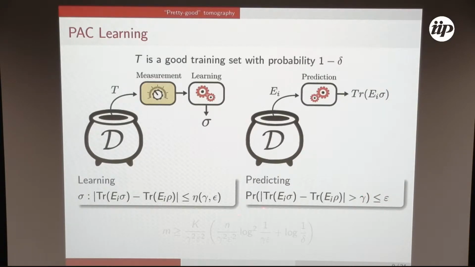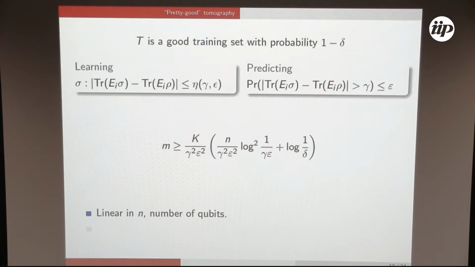All of this works if the number of measurements in our training set is more than this quantity. So this quantity actually gives my measurement complexity. We can take a closer look at it. As I have anticipated, it's linear with the number of qubits, with this n. And it depends on all the parameters of the learner, of the learning procedure.